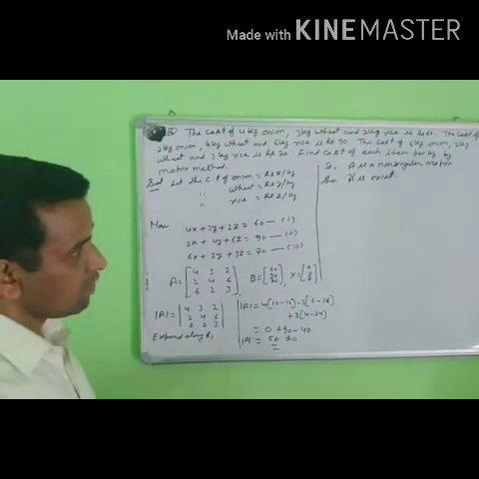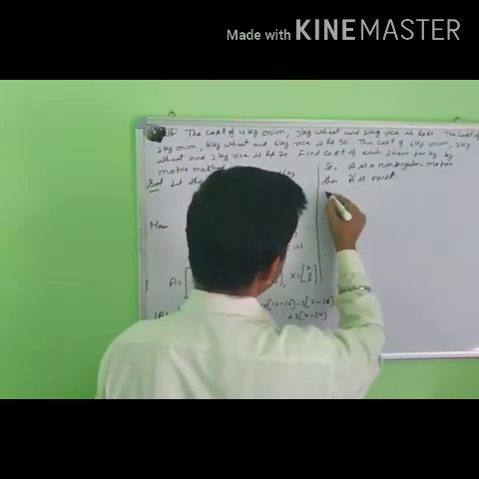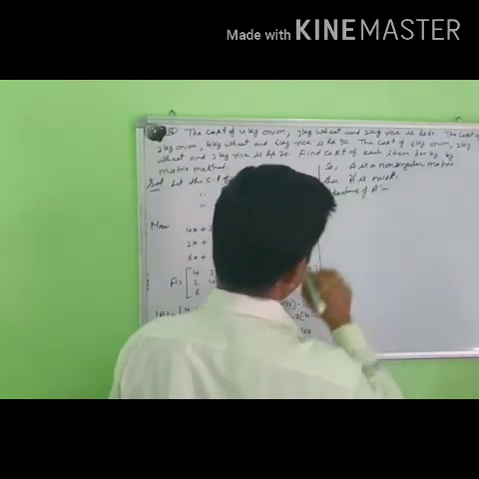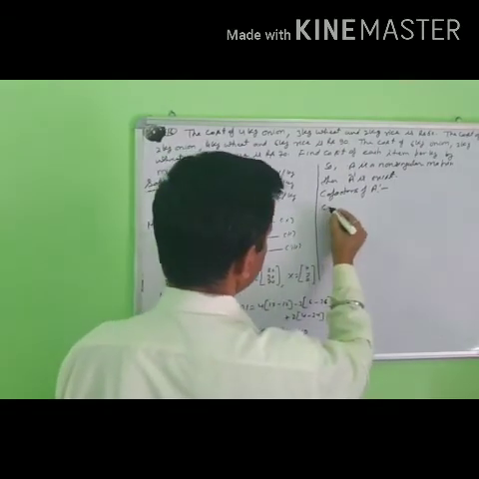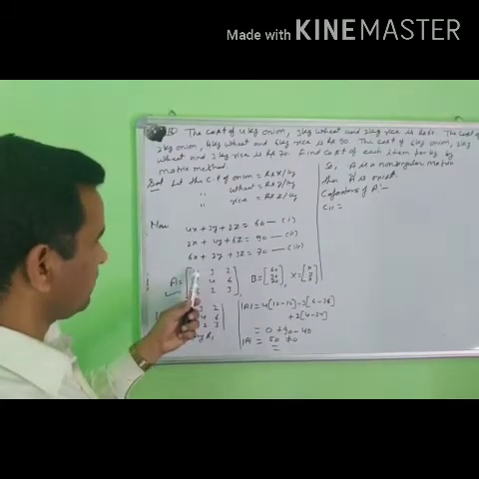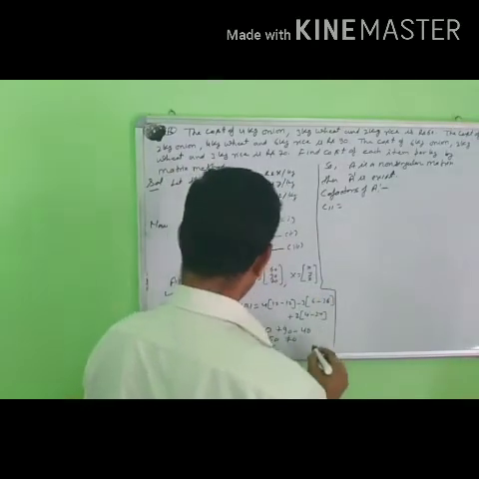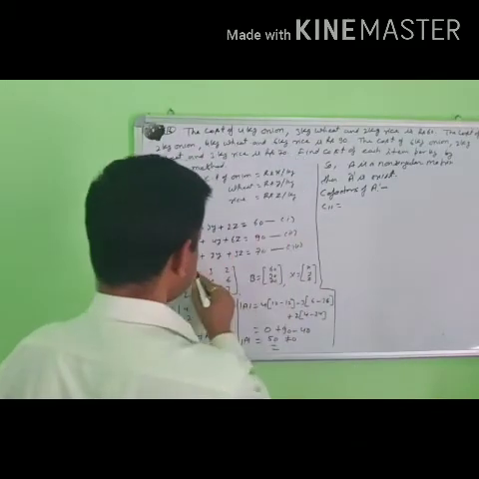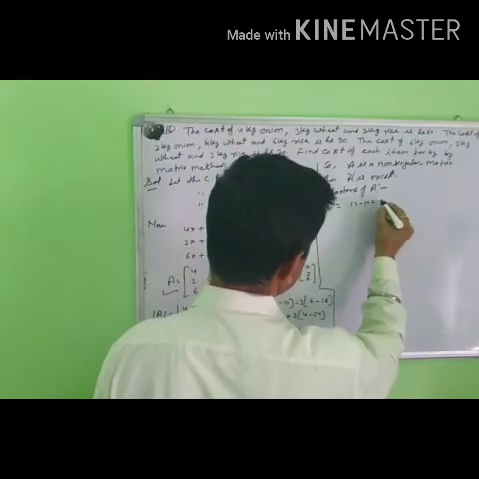Now find the cofactors of matrix A. What are the cofactors here? First C11. C11 means first row, first column. Keep in mind this table, plus minus plus. So first here, what is the value? This row and this column: 4 3s are 12, 6 2s are 12. This will come 12 minus 12 equals 0.